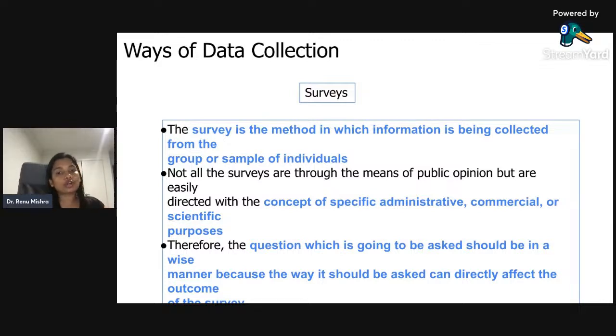Also, the questions should directly affect the outcome of the survey. That means the flow of the questions should be such that by the time the survey ends, you and the respondents should feel that the major outcome of the information has been obtained. I hope you got it right. So basically, the questions in the survey should be arranged like a flow.